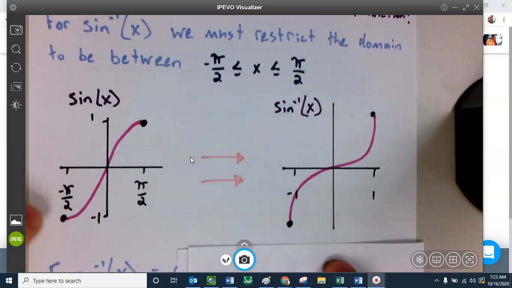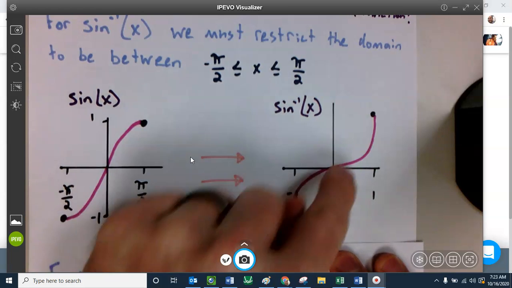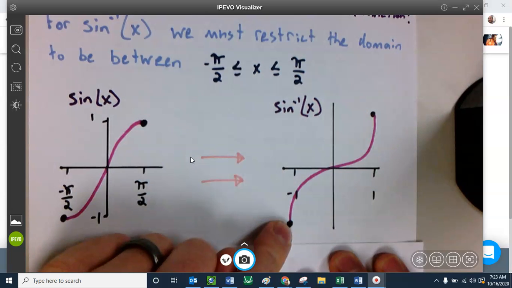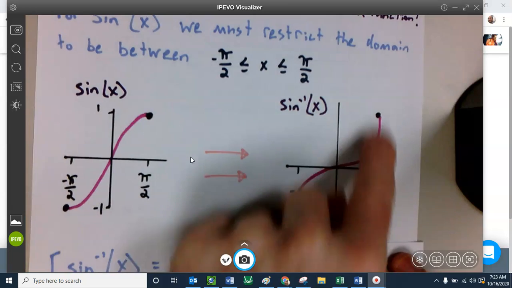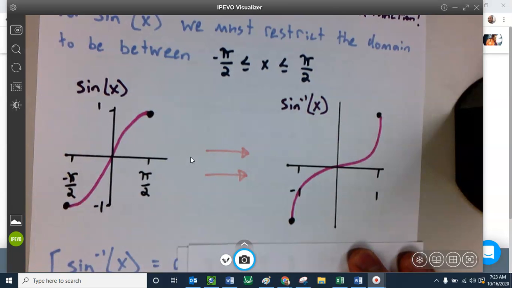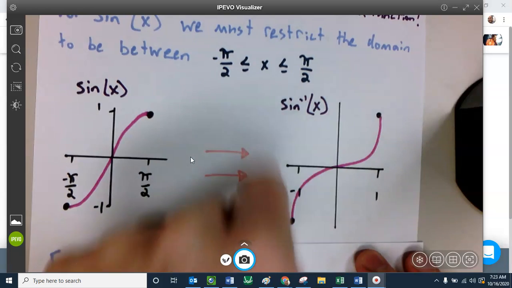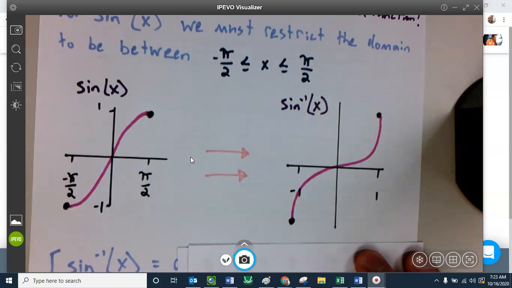X's and Y's got switched. Here it was negative pi over 2, comma negative 1. I flip those, and I would get negative 1, comma negative pi over 2. This one, pi over 2, comma 1. Flip them. 1, comma pi over 2. Okay, but this is what it would look like. This is what one period, if you want to think of it that way, of inverse sine looks like. That's all inverse sine looks like. We don't go anywhere else. Otherwise, it's not a function.